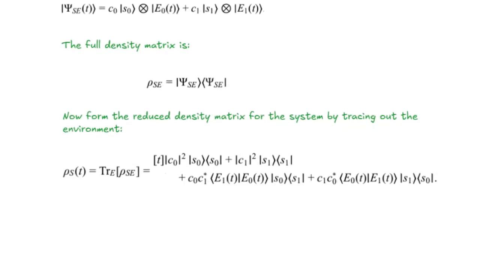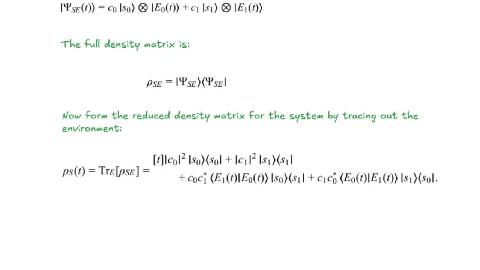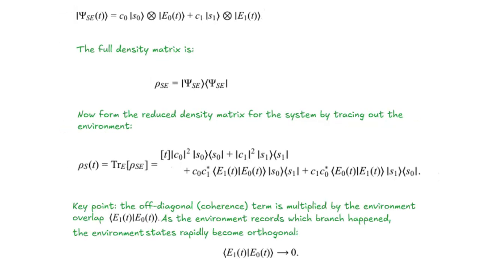As the environment interacts with the system and the environment's states drift apart, the link weakens and the system starts to behave more classically. Key point: the off-diagonal coherence term is multiplied by the environment overlap, bra E1 of t, ket E0 of t. As the environment records which branch happened, the environment states rapidly become orthogonal. Bra E1 of t, ket E0 of t goes to 0.